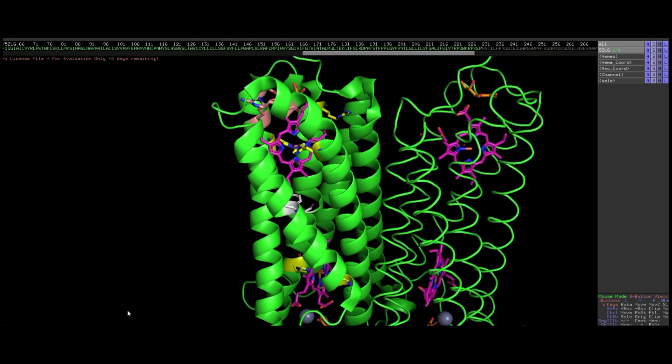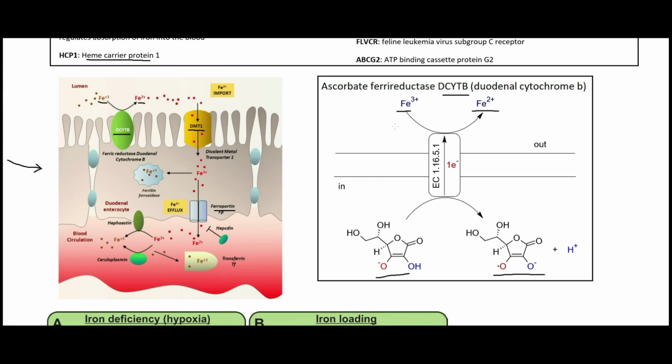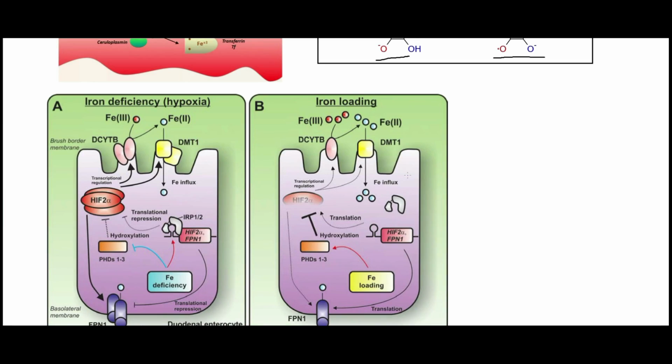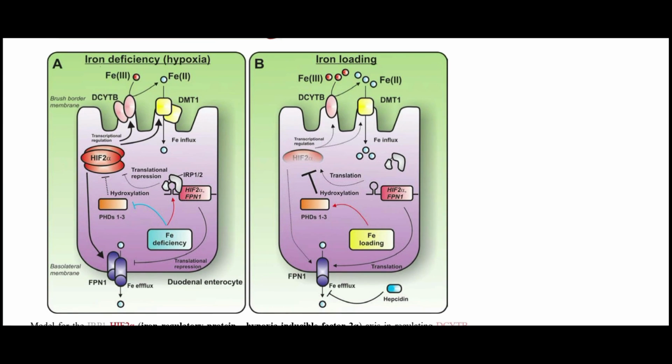So we can see that that is the protein that is doing this, the ascorbate, which is vitamin C, ferric reductase, so changing the Fe3+ to the Fe2+. All right, down here we can look at this in terms of iron deficiency, also in hypoxia, and iron loading, which is when we have a lot of iron going on.